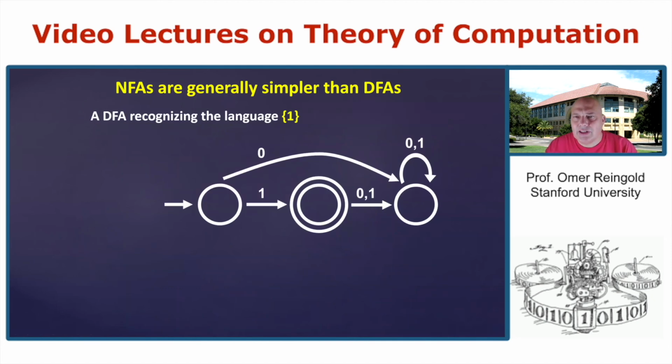NFAs are generally simpler than DFAs. So for example, this is a DFA that accepts the language which is only 1. Essentially, this is the start state. With 1, you get to an accept state. But now anything else that you do, you'll reach a reject state that is a sink. You cannot move out of it. And with a 0 at the beginning, you'll go to this reject state and stay there too. So this is what you need to do with a DFA, but how can you do a simpler NFA?